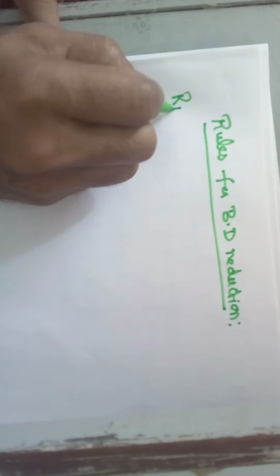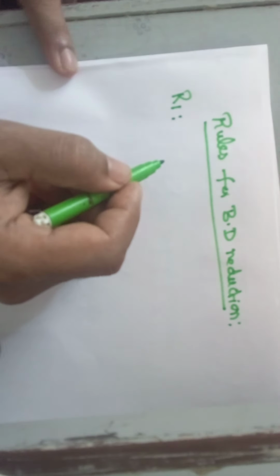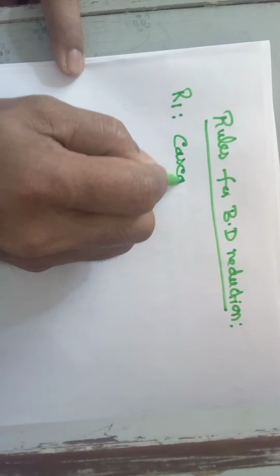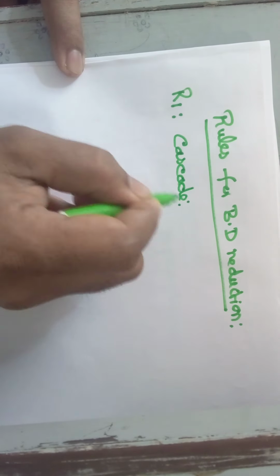Okay, rules for block diagram. Rule number 1, represented as R1: combining the blocks in cascade.